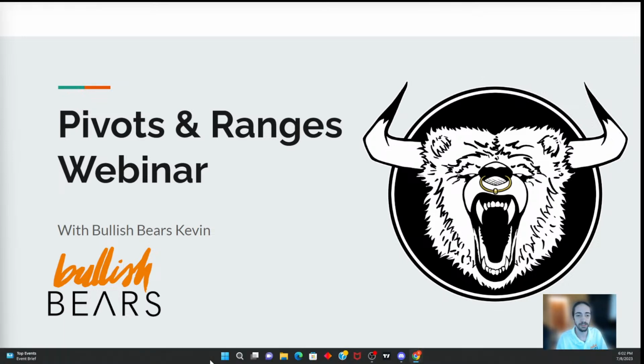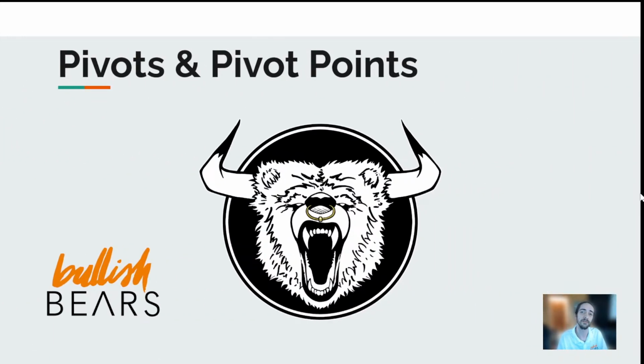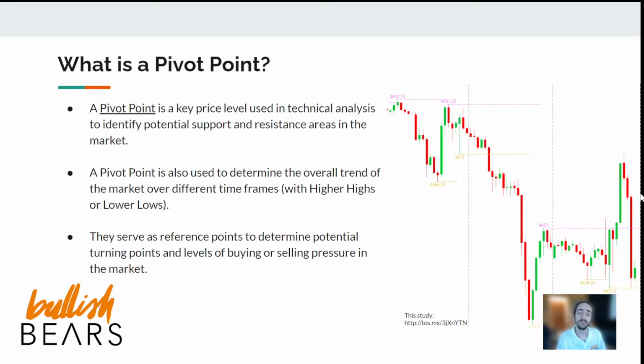So I am going to get it started, and the first section we're going to cover is pivots and pivot points. What is a pivot point? A pivot point is a key price level used in technical analysis to identify potential support and resistance areas in the market. A pivot point is also used to determine the overall trend of the market over different time frames, and we could see that with higher highs or lower lows, which we will cover later as well. They serve as a reference point to determine potential turning points and levels of buying or selling pressure.